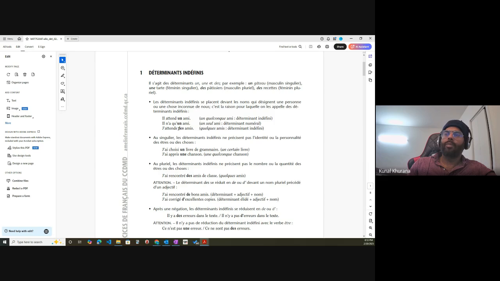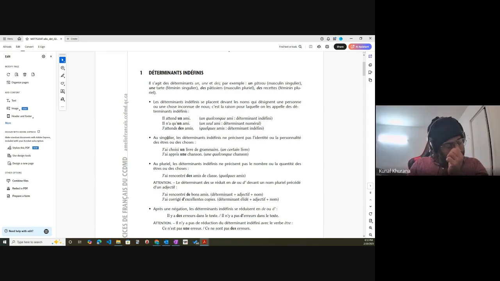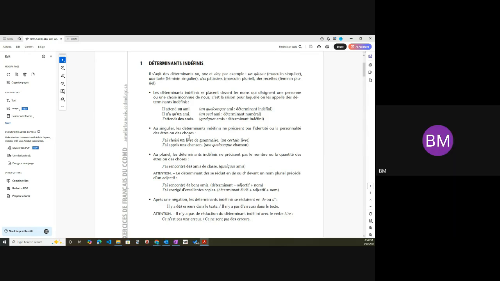And it works well for the plurals as well. J'attends des amis. J'attends tes amis. Like we did before as well, for things that we are not sure of, we can just use indefinite determinants. So they're just being more precise in here. Okay.